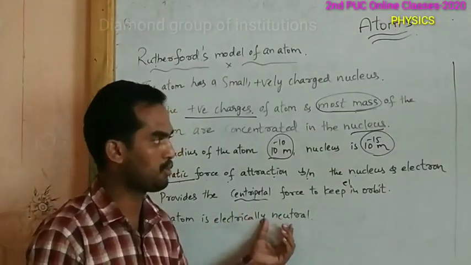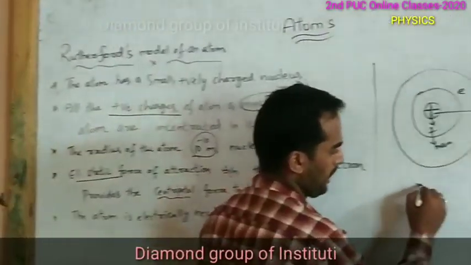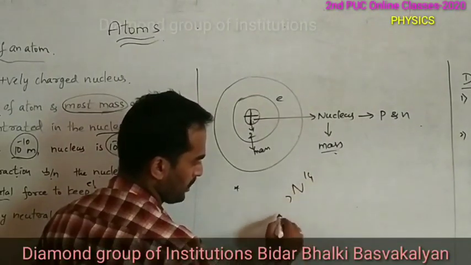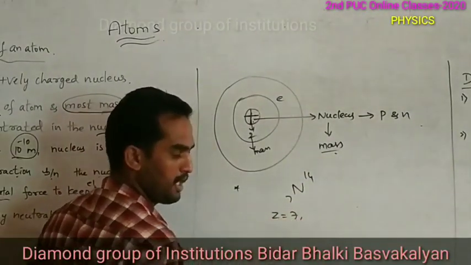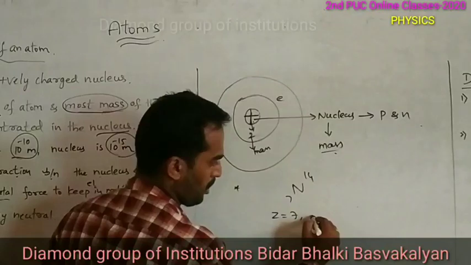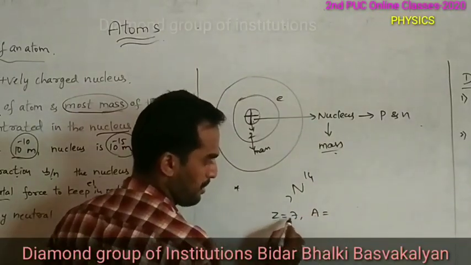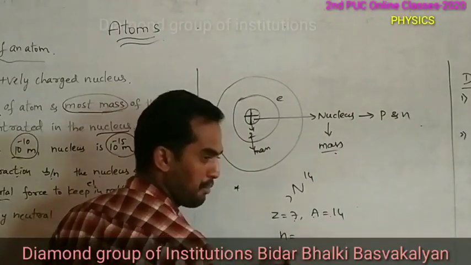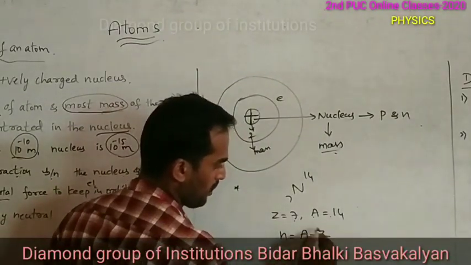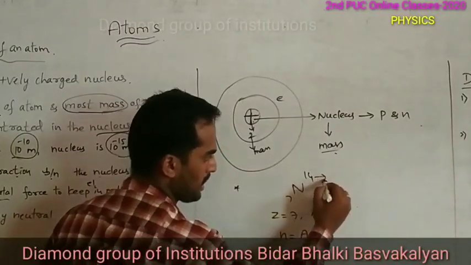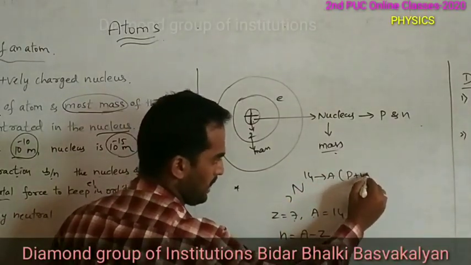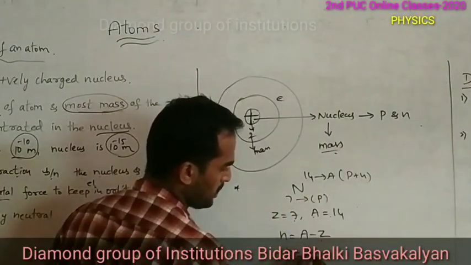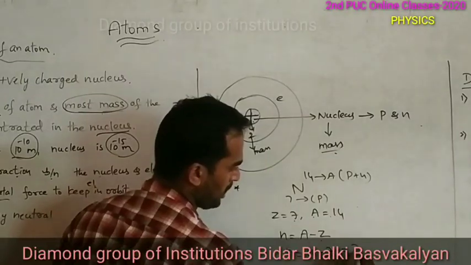So what is meant by neutral? If we take any example, so what is the Z value here? 7. What is the atomic number? 7. What is the mass number? 14. If you want to calculate the number of neutrons, you can use the formula A minus Z. So this is A, A means P plus N. This indicates P. So N becomes A minus Z, means 14 minus 7 becomes 7.